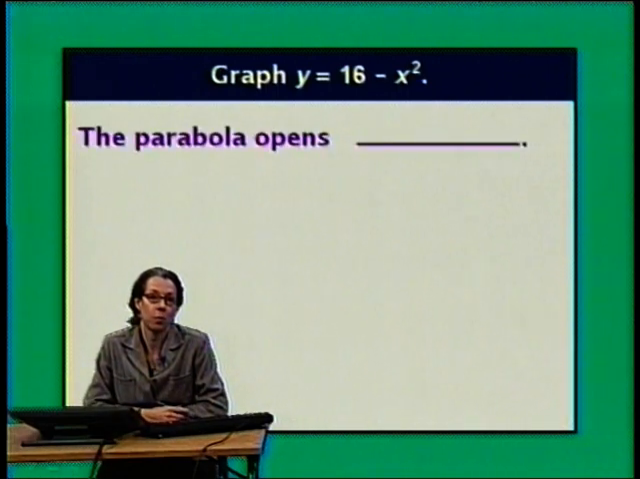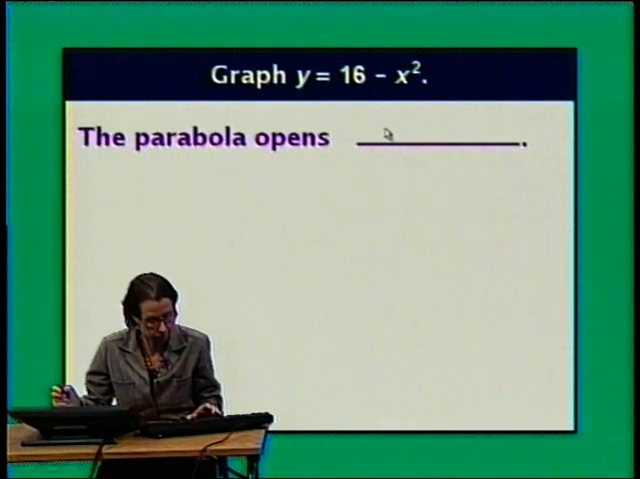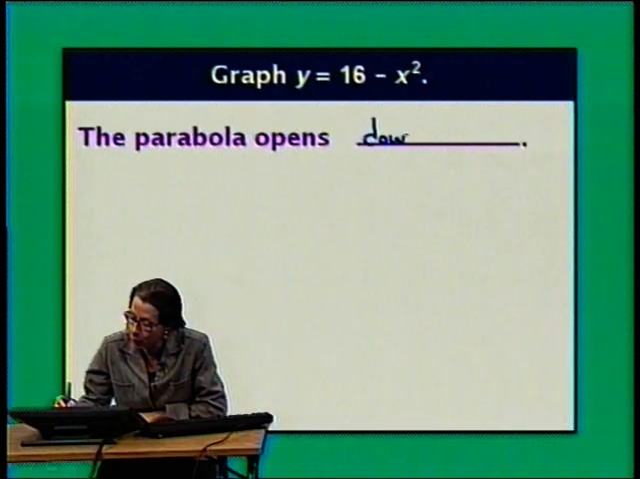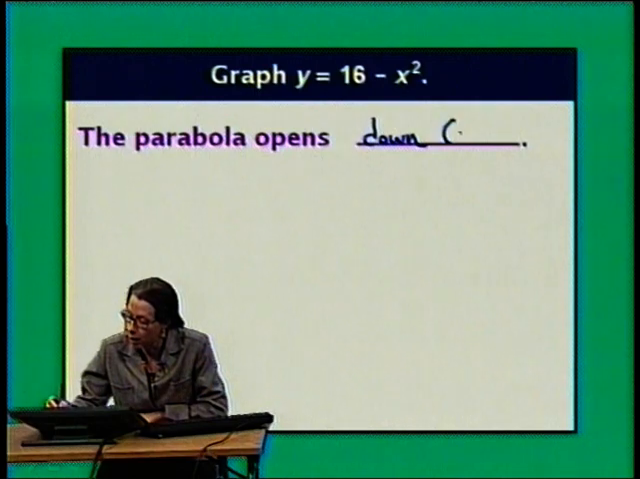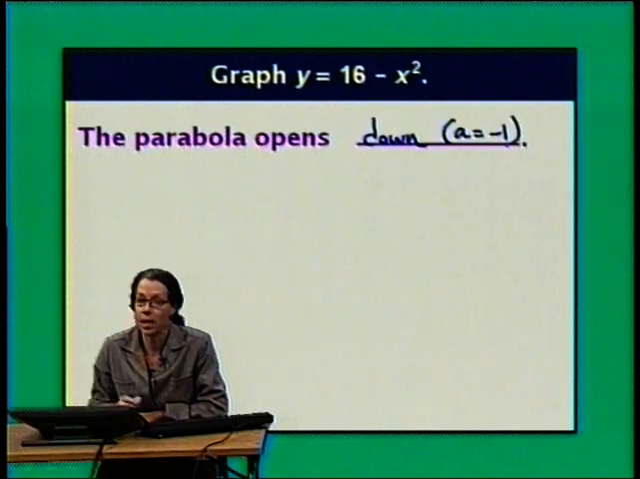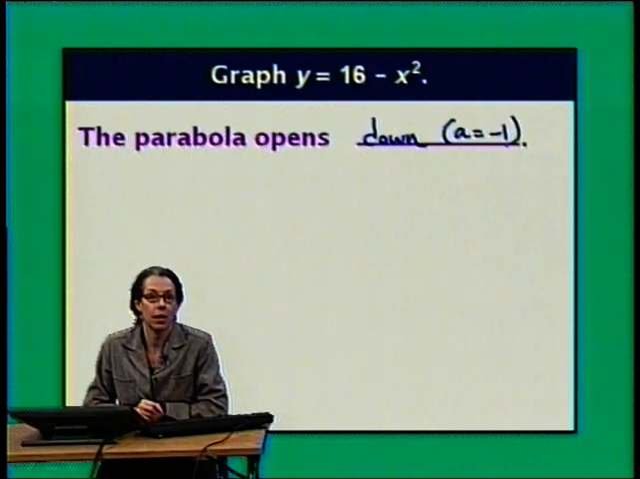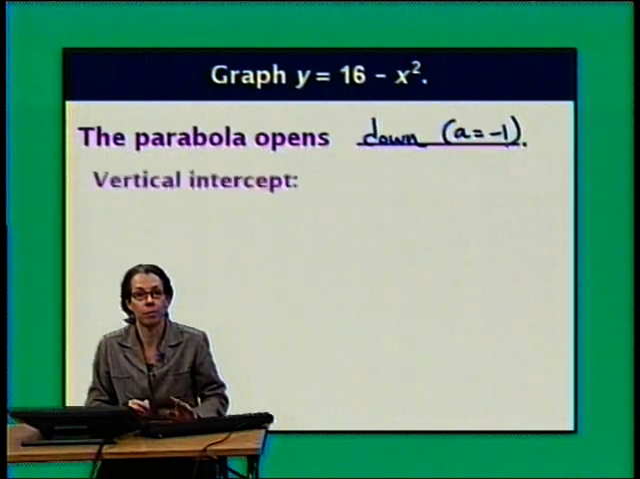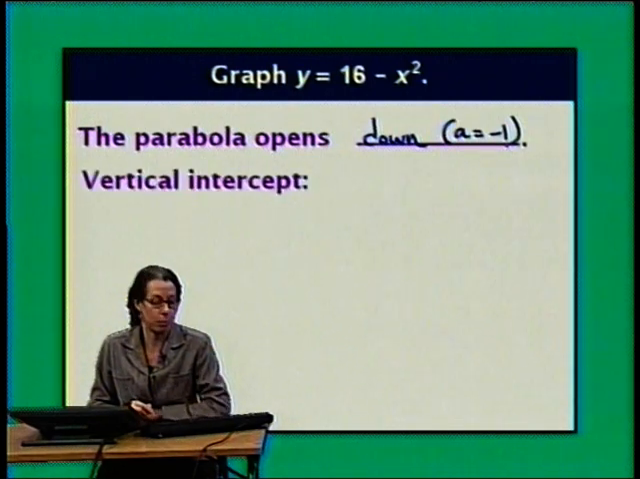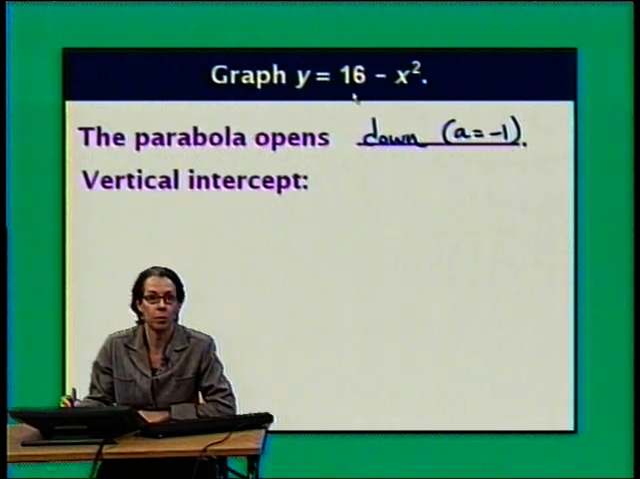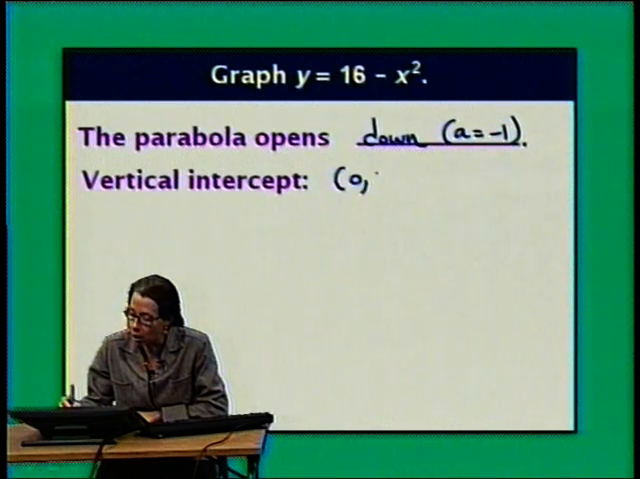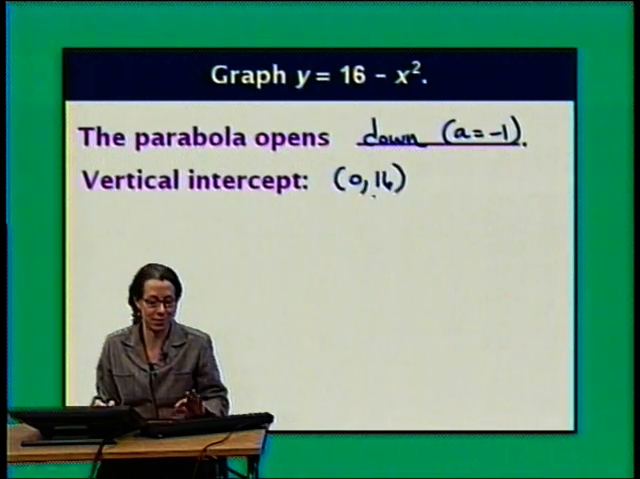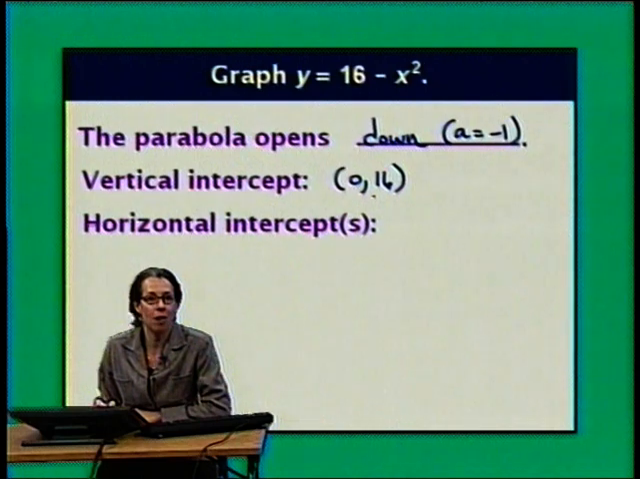So first of all, does the parabola open up or down? Well, in this case, the parabola opens down. How do I know that? Well, I'm looking at the coefficient on x squared. And in this case, that coefficient is -1. So a is negative, the parabola will open down. What about the vertical intercept? Well, I look at the constant term. That's 16. And that's going to give me the y-coordinate of the vertical intercept. That was easy.